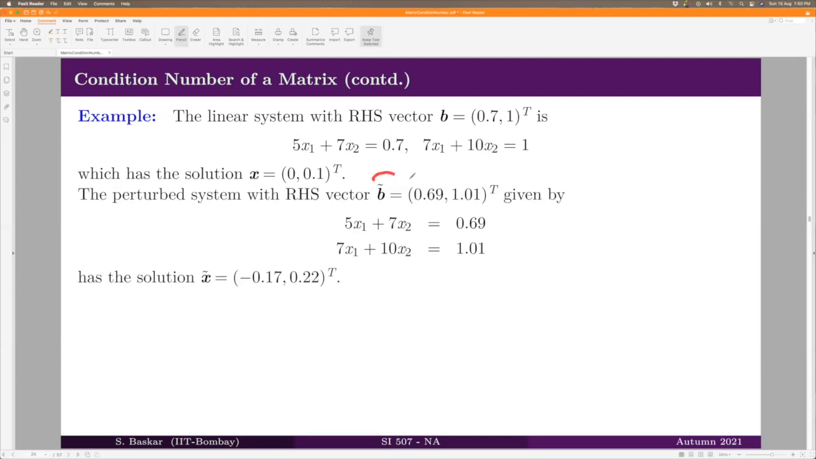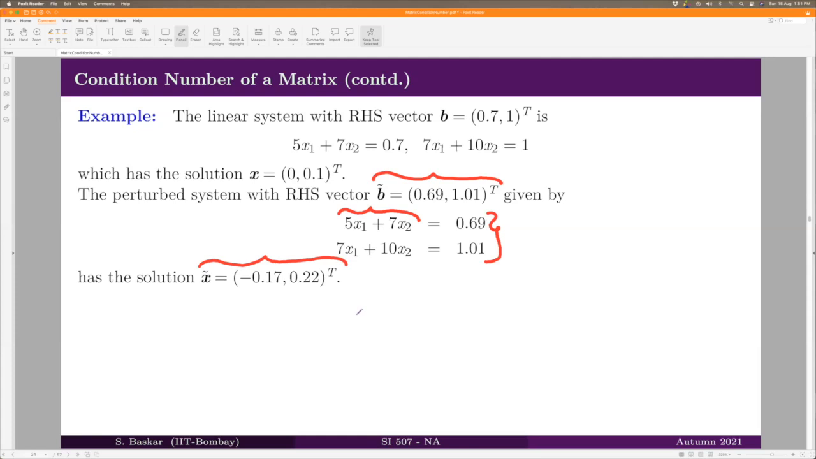Let us make a small error in the right-hand side vector B and call it B tilde, which we took as 0.69 and 1.01. With this, the corresponding linear system is given by this. Note that the coefficient matrix is exactly the same. We have not committed any error in the coefficient matrix. Only on the right-hand side vector, we made a very small error. And that gave us the solution x tilde as minus 0.17, 0.22.